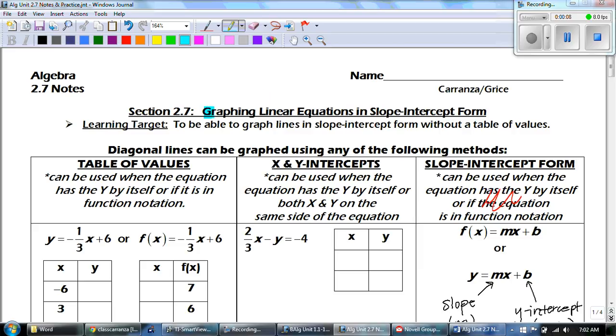Today we're going to be talking about graphing linear equations in slope-intercept form. Our learning target today is to be able to graph lines in slope-intercept form without a table of values. So, we know that diagonal lines can be graphed using any of the following methods.